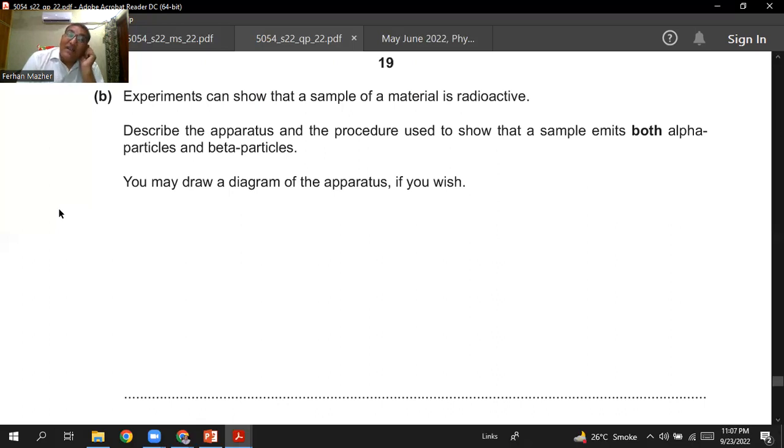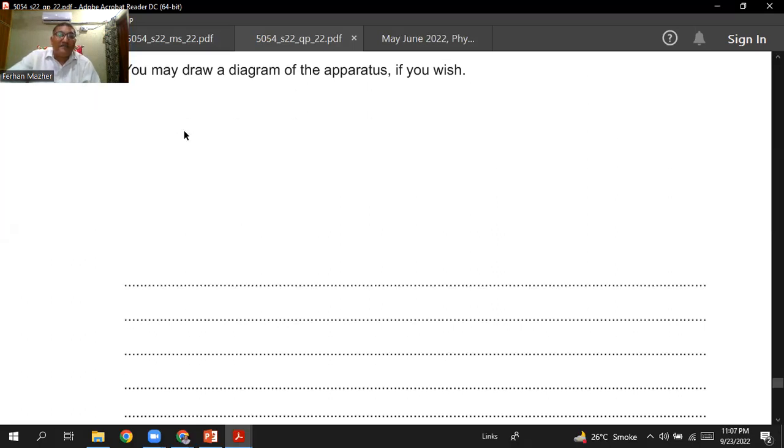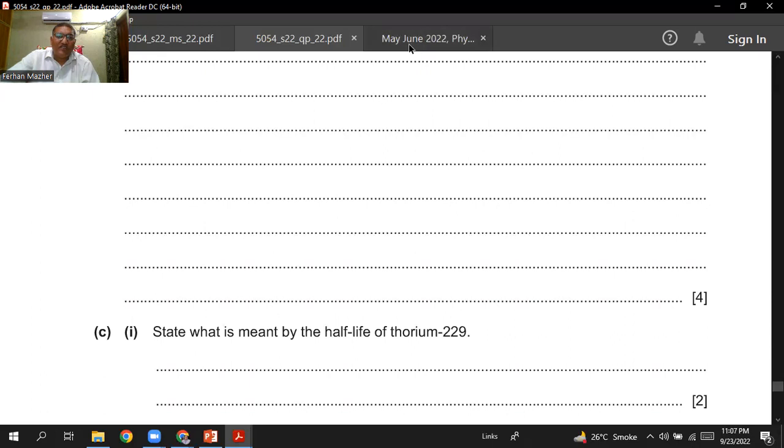But it does not have gamma rays, because if the gamma rays were present, by putting the aluminum foil between the sample and the GM tube, the reading would not drop to the background. So this experiment shows that the sample is emitting alpha particles and beta particles only. The gammas are not there. So, 4-mark question. Let me show you.